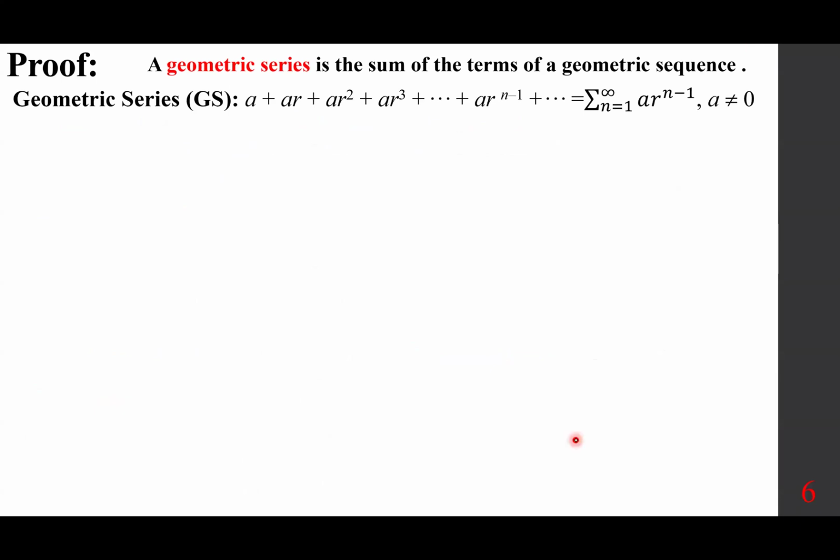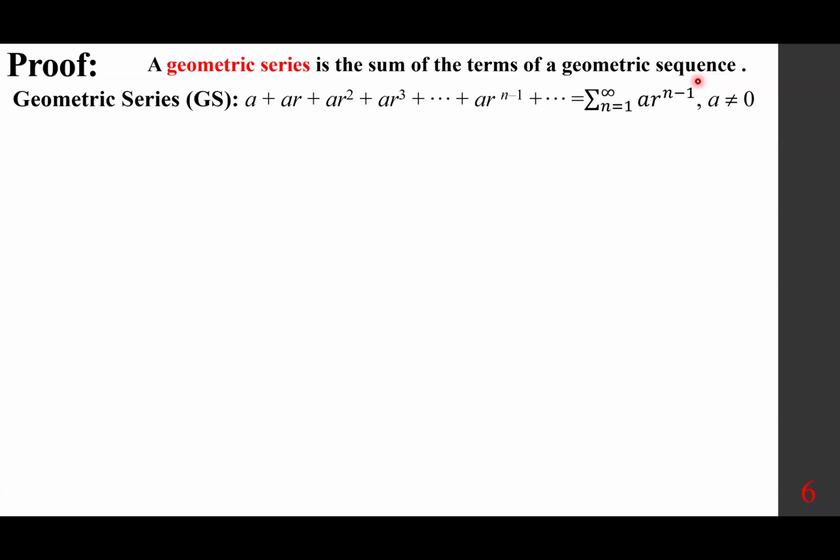All right, let's look at the following proof. A geometric series is the sum of the terms of a geometric sequence. That's by definition. And so if you have a plus ar plus ar squared, it's written as summation of n equals 1 to infinity of ar to the power of n minus 1. And of course, a can't be 0.